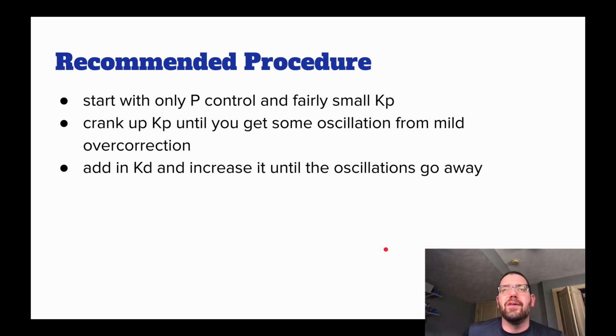So I'm going to recommend that you start with P control and start with a fairly small KP and increase it over time until you get that working pretty decently. And then add in KD if you feel like you're starting to see overcorrection and oscillations, but you don't want to have your KP go smaller.